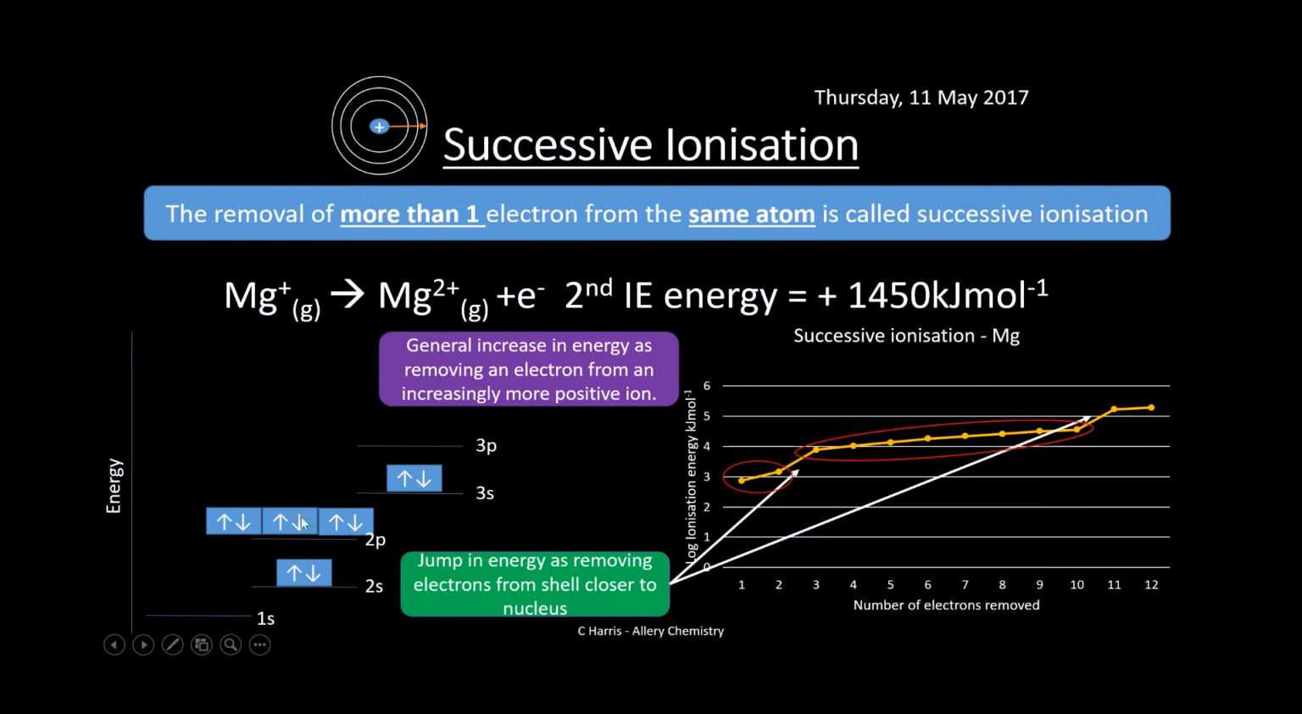Now these ones are much closer to the nucleus, and we remove them from something that's increasingly becoming more positive, so it requires a lot more energy as we go across. And the last 2 are the electrons that sit in the 1s orbital. These are the ones much closer to the nucleus. So we know this is magnesium as we're removing 12 electrons in total, so we can identify this graph as magnesium because we're removing 12 electrons.